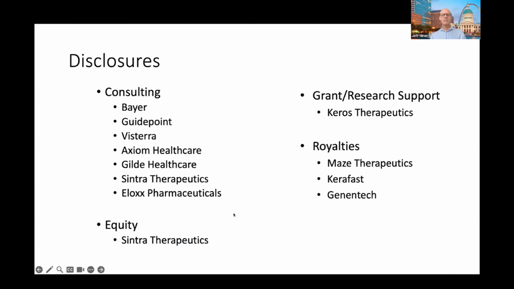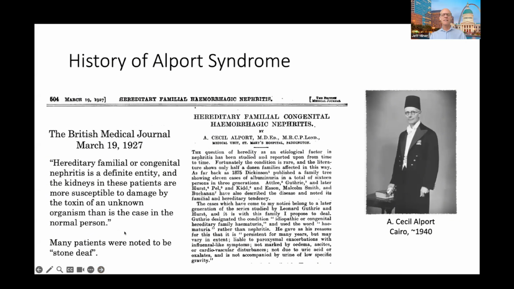So here are some disclosures. I won't really be talking about any sort of treatments, so none of these are really relevant to my talk. At least I won't be talking about treatments in detail.